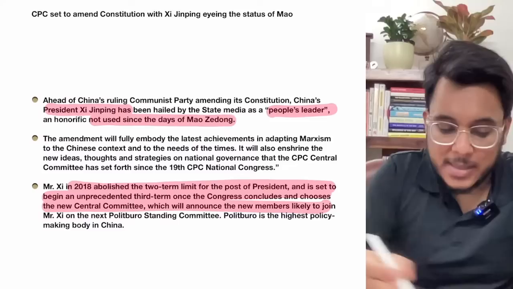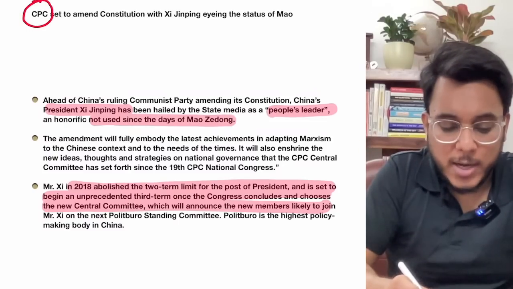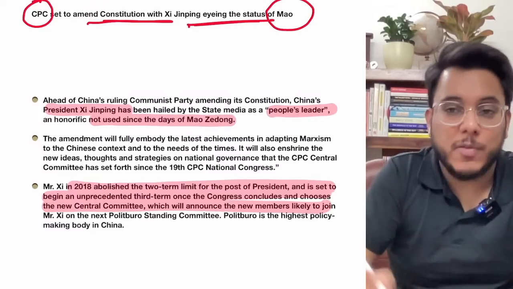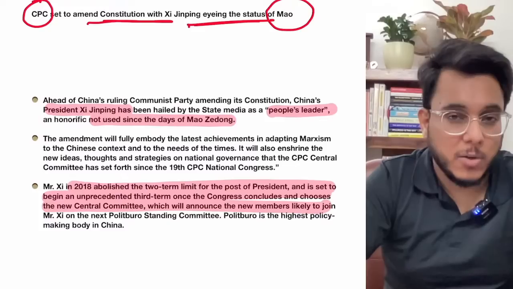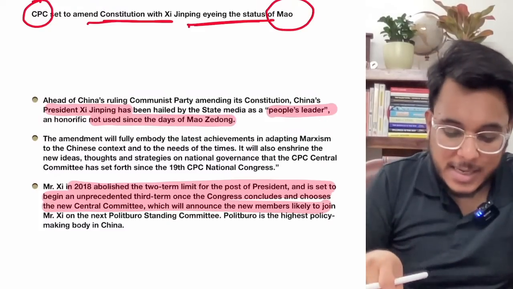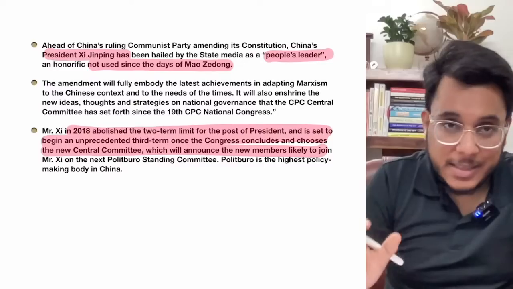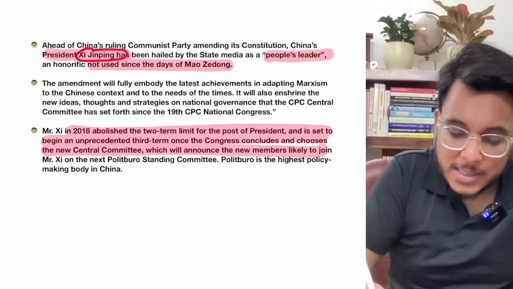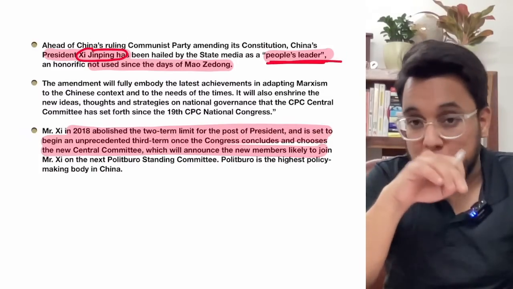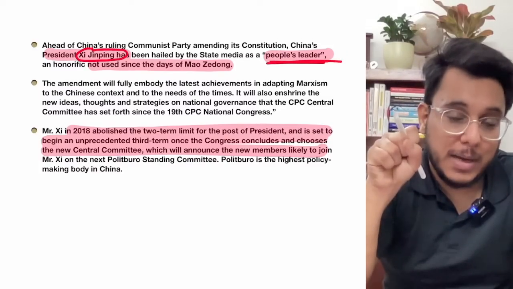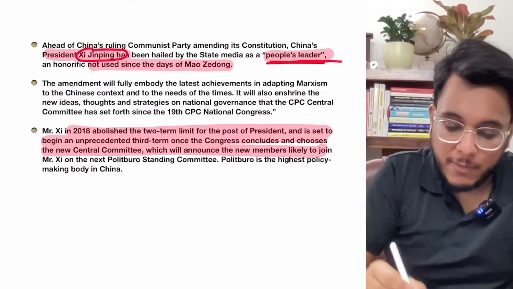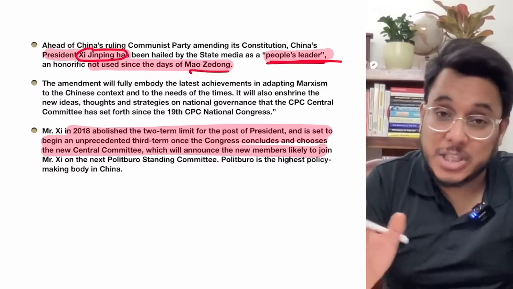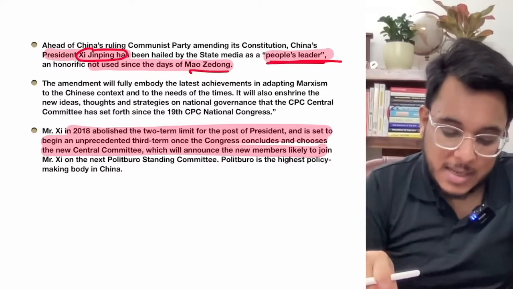Then the next development is that the Communist Party of China is going to amend the constitution of China, and Xi Jinping will be given the status equivalent of Mao Zedong, who was the founding father of China in the past. Now guys, understand this, the constitution will be amended, and Xi Jinping will be called the people's leader. People's leader is a tag that has been used for Mao Zedong, and no leader has been called people's leader till this time, and now Xi Jinping is being hailed as the people's leader.